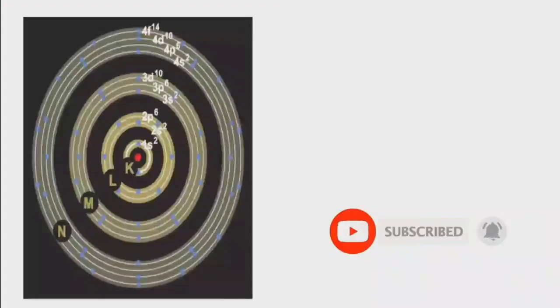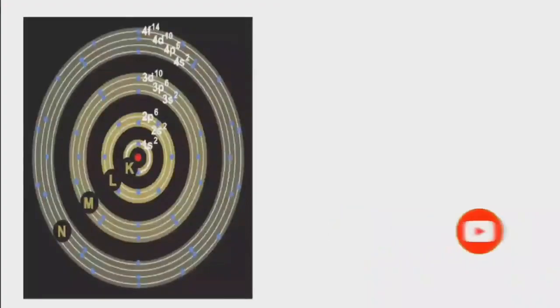Here also we can see in K shell only one s orbital is present. In L shell 2s orbital, 2p orbital are present. In M shell 3s, 3p, 3d orbitals are present. In N shell 4s, 4p, 4d, 4f orbitals are present.